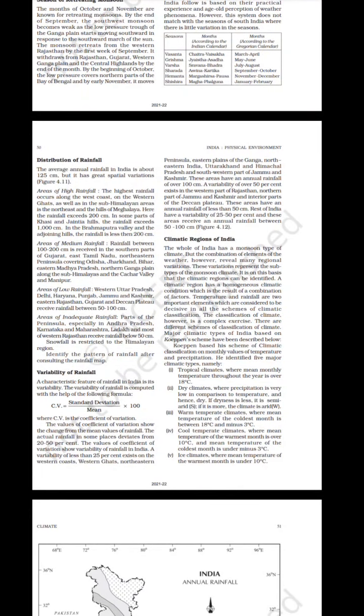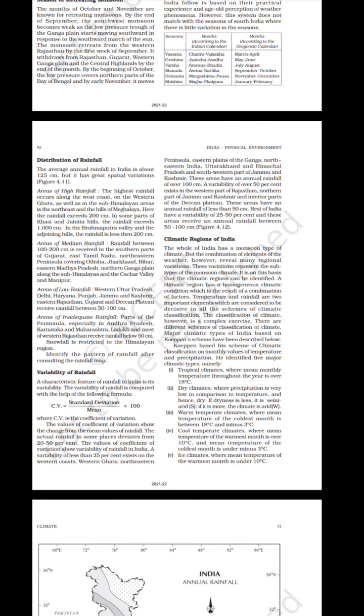Distribution of rainfall. The average annual rainfall in India is about 125 centimeters, but it has great spatial variations. Areas of high rainfall. The highest rainfall occurs along the west coast on the Western Ghats as well as in the sub-Himalayan areas in the northeast and the hills of Meghalaya. Here the rainfall exceeds 200 centimeters in some parts of the Khasi and Jaintia hills. The rainfall exceeds 1000 centimeters in the Brahmaputra valley and the adjoining hills. The rainfall is less than 200 centimeters.